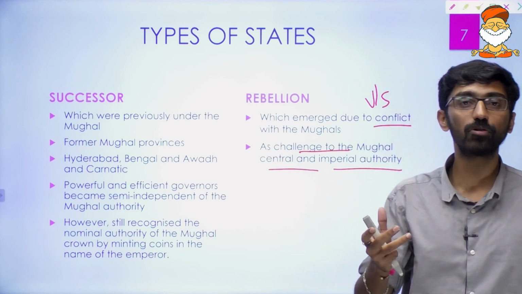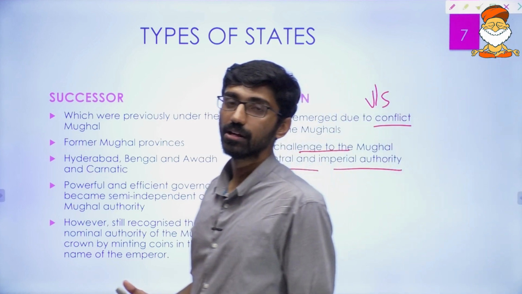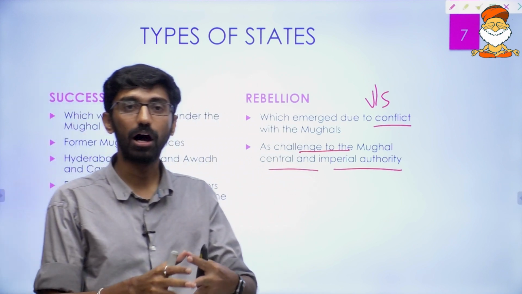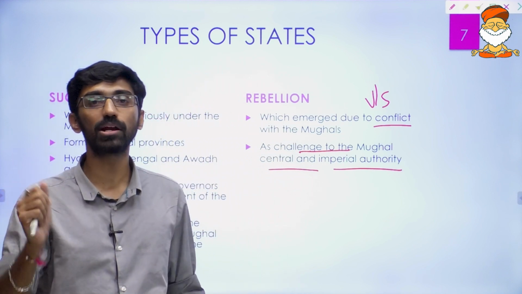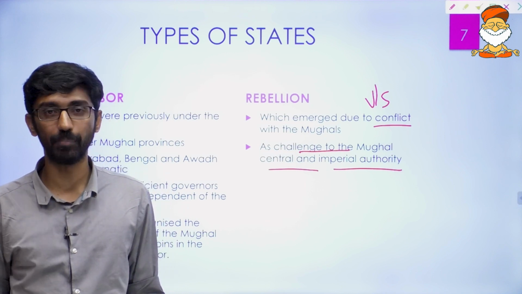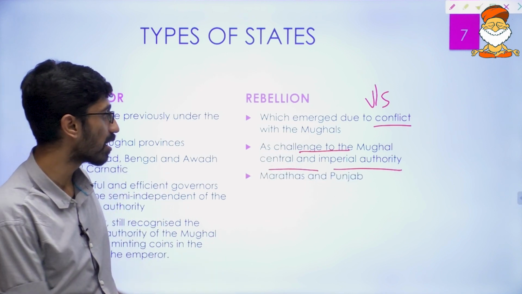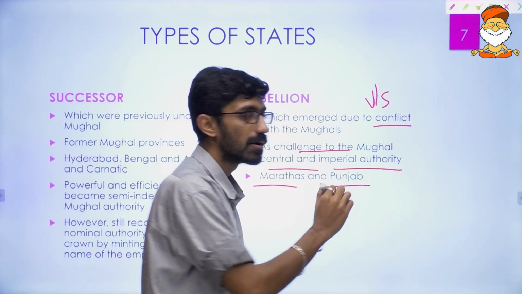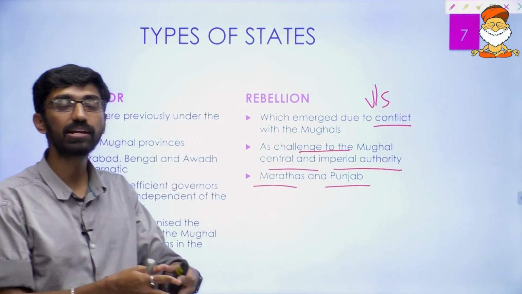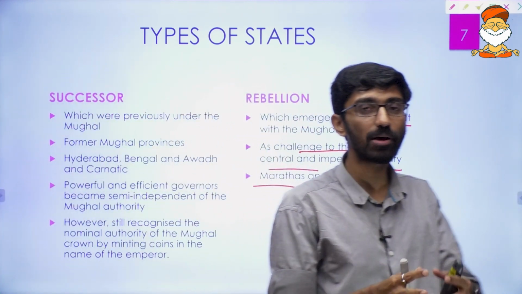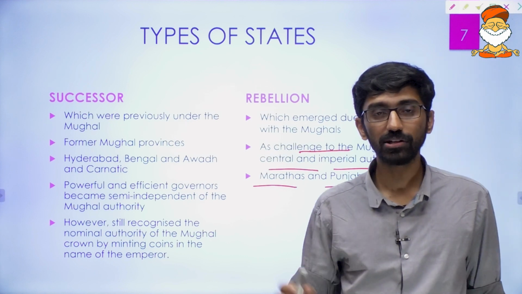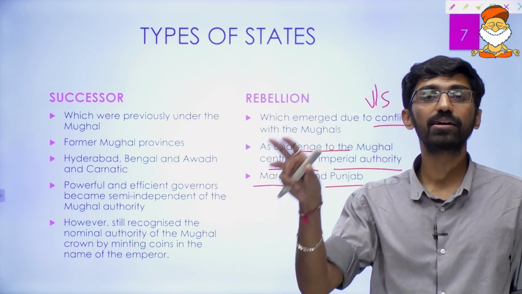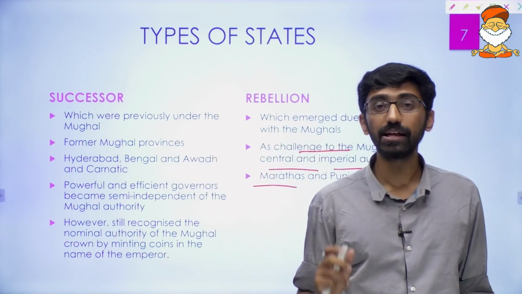Now, there were certain forces, certain regional leaders, or we can say charismatic leaders. They challenged the Mughal authority and they established their own empire. They established their own kingdom. For example, we can talk about the Marathas and then again Punjab. Marathas, of course, under the leadership of Shivaji, and Punjab under the leadership of Ranjit Singh. So this is where the entire Indian political system was moving towards in the 18th century.